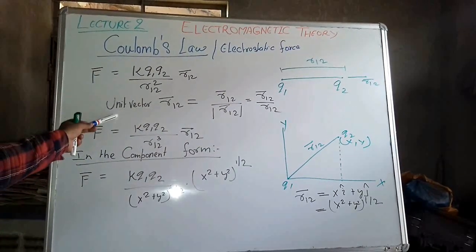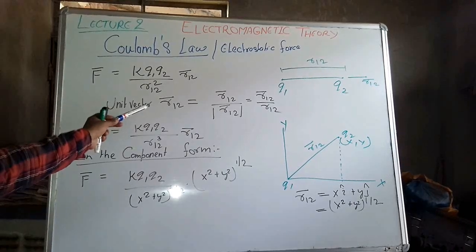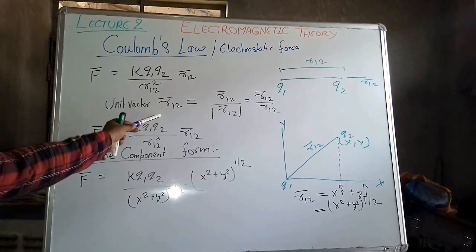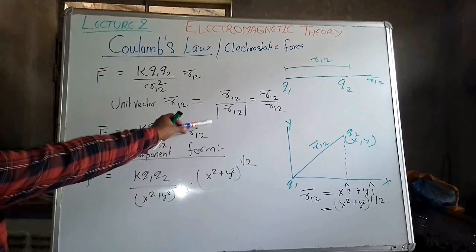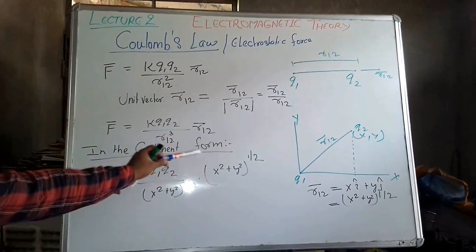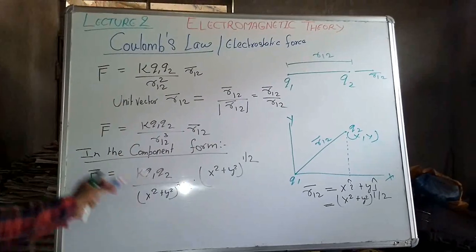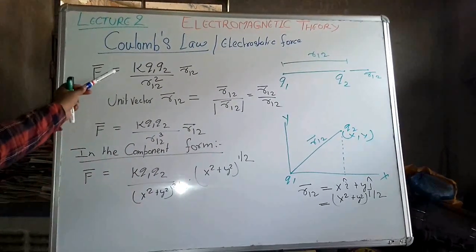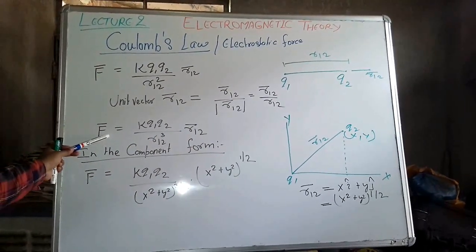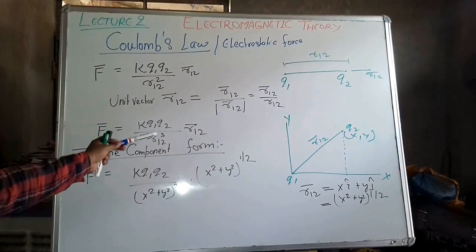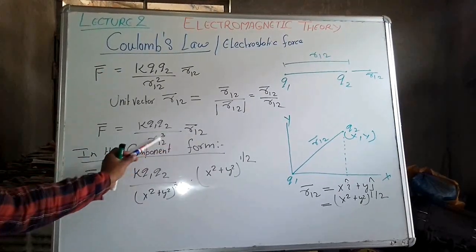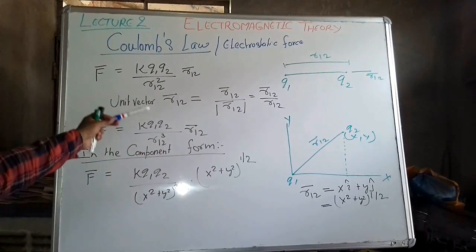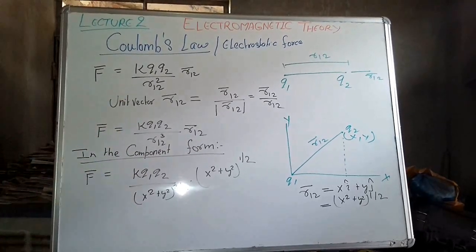So basically, a unit vector has a unit length, and the unit vector is equal to the vector divided by the length of the vector. So it is basically 1. So this Coulomb's law can also be written as F equal to K Q1 Q2 by R cube R12. So we can cancel and get the R square.